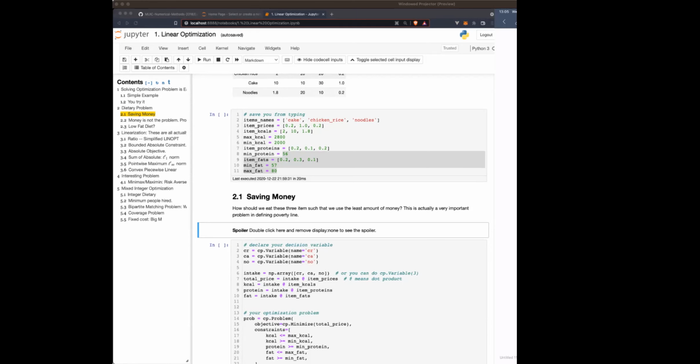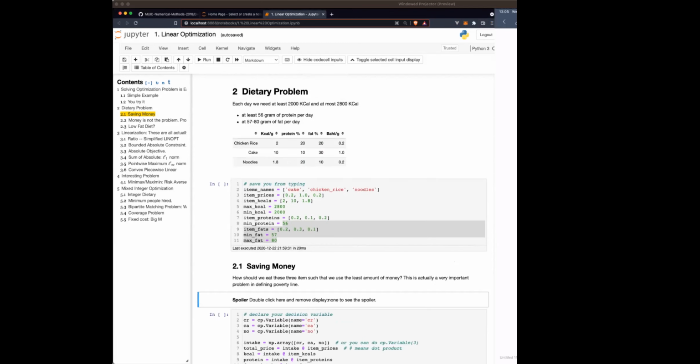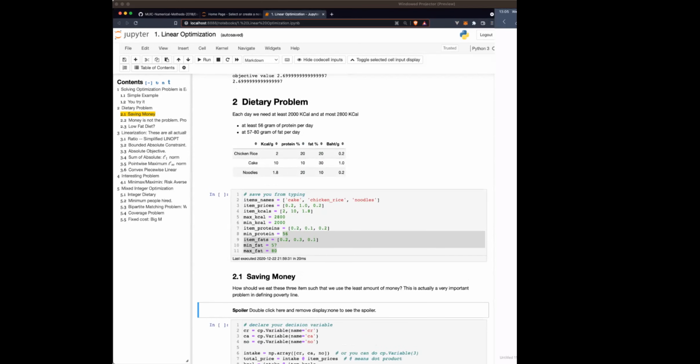So we need to put in some constraint. For example, let's say we want to make sure that the energy that we get is within 2000 and 2800.